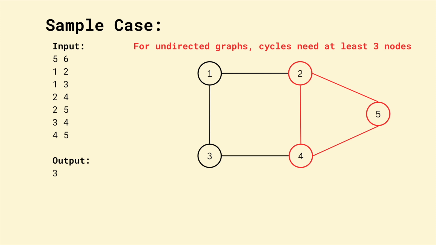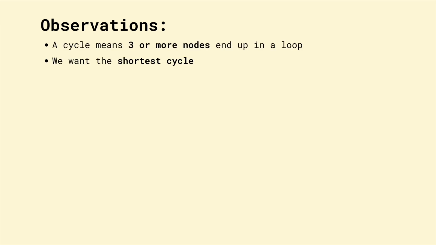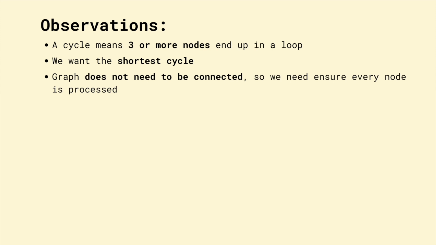Note that for undirected graphs, cycles need to contain at least 3 nodes, meaning going back and forth between 2 nodes is not a valid cycle. Let's take a look at some preliminary observations we can make. A cycle has 3 or more nodes ending up in a loop, and we want the shortest cycle. The graph does not need to be connected, so we need to make sure every node is processed.